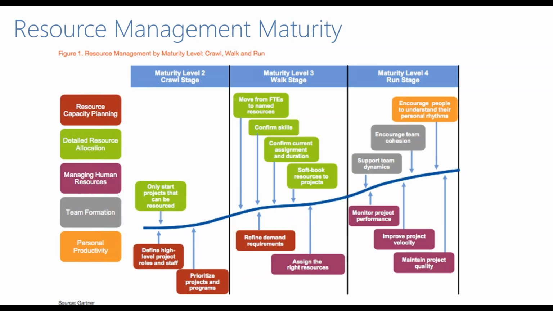But notice as we move through level 3, for example, where there are more aspects of that detailed resource allocation, or even in the capacity planning where we have more refined demand requirements and we assign the right resources based upon criteria or skills, that's where we take our game up another notch and leverage those same disciplines, but do them in a more mature and more robust fashion. And obviously in maturity level 4 at the run stage, we're doing those things to yet another level of detail, rigor, and maturity.